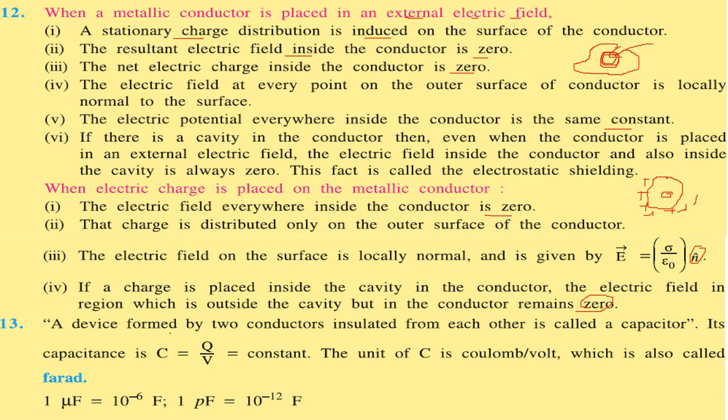A device formed by two conductors insulated from each other is known as a capacitor. Its capacitance C is equal to Q by V, which will always be constant. The unit of C is coulomb by volt, which is called farad. Micro is 10 to the power minus 6, pico is 10 to the power minus 12, nano is 10 to the power minus 9.